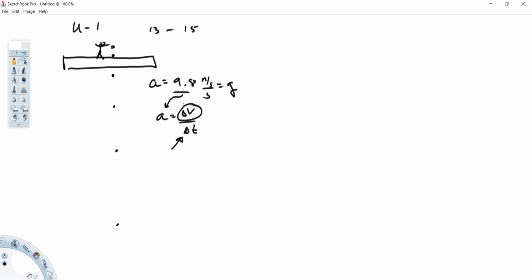Now, when you do part A, you'll notice it's got a direction associated with it. So you'll have to select the direction.